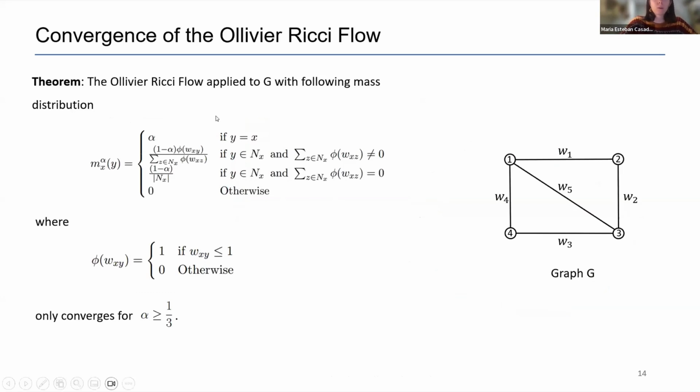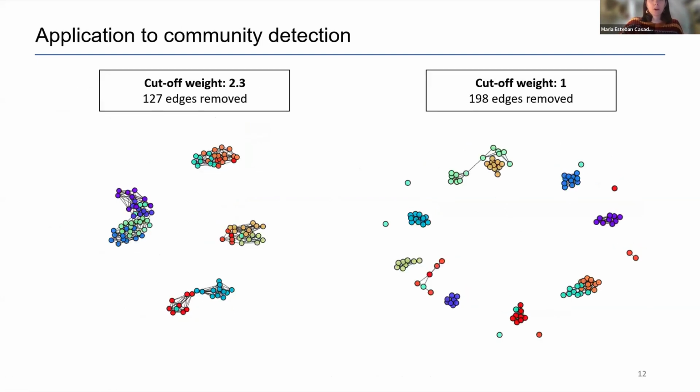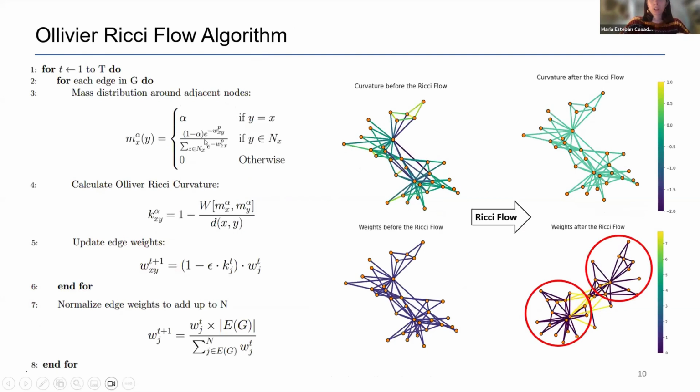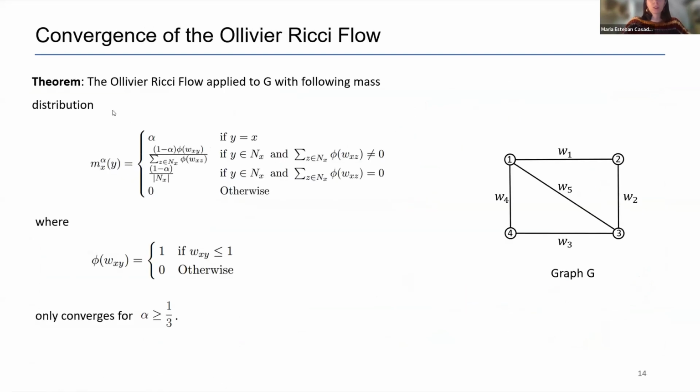And in my dissertation, we were able to prove that this Ollivier Ricci flow applied to this graph G here on the right, and with this mass distribution only converges for alpha larger or equal than 1/3. So this mass distribution looks a bit strange, but it approximates the behavior of this other mass distribution that I showed here as p goes to infinity. So e to the minus x to the p, as p goes to infinity, gets steeper around x equal 1. And this is the behavior that we're approximating with this step function here.